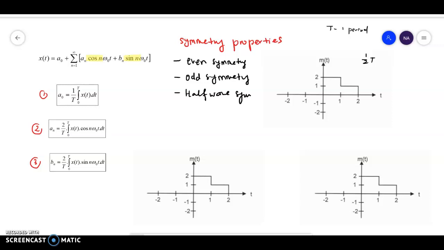First, this is how a signal is said to have even symmetry. Even symmetry means the signal is symmetric about the y axis. To get it, we flip it about the y axis, and we get a signal like this. So if this is one period, the signal looks like this. So this signal is even symmetry.